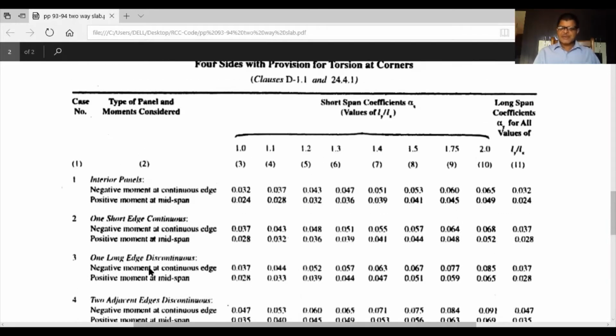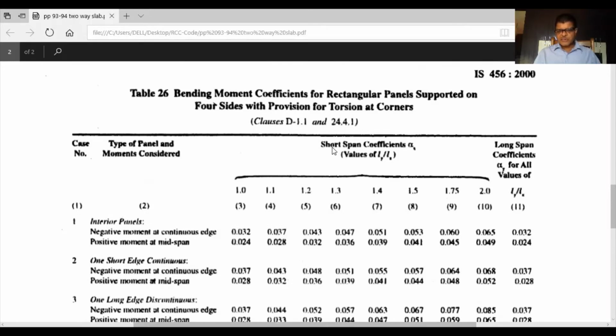If it is a continuous case, then we have negative moments, but now we will think of the positive moments. We design for the positive moments at mid span, mx and my. The positive moments depend on what? You see the short span coefficient alpha x and the long span coefficient alpha y. The long span coefficient alpha y remains the same, it has only one value, for any value of Ly by Lx, the ratio you have already found out. It is less than 2. Now, between 1 to 2, any value will come.